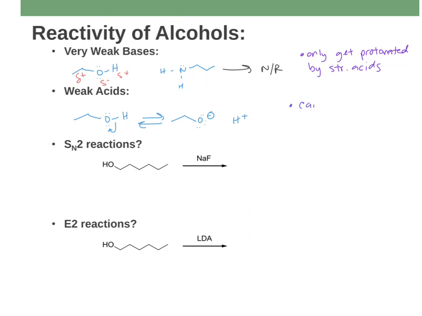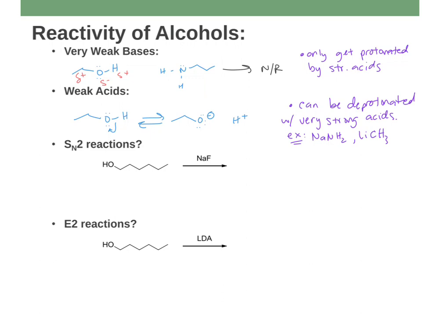So they can be deprotonated with very strong bases. We're talking about things like a negative nitrogen, like NaNH2, or a negative carbon, like methyl lithium. Negative carbon and negative N would be strong enough bases to deprotonate the H. But with normal bases like hydroxide or methoxide, you're just going to get more like 50-50 equilibrium ratios, but not full deprotonations.